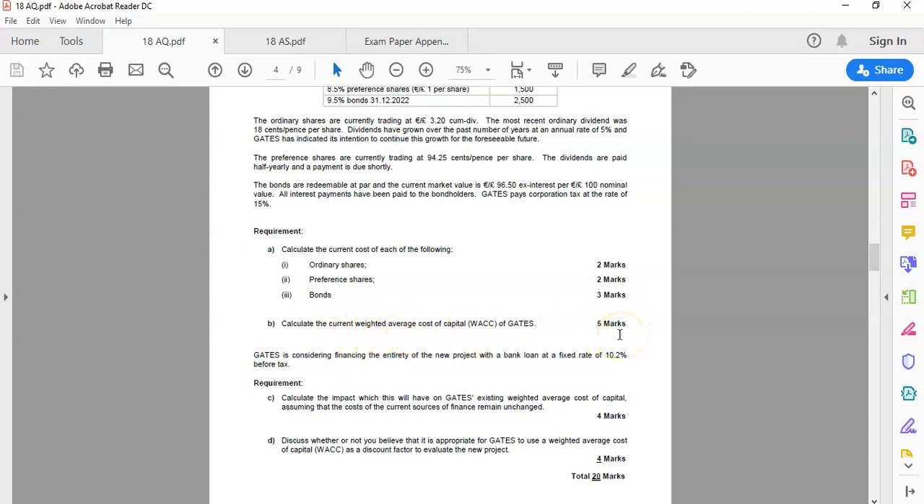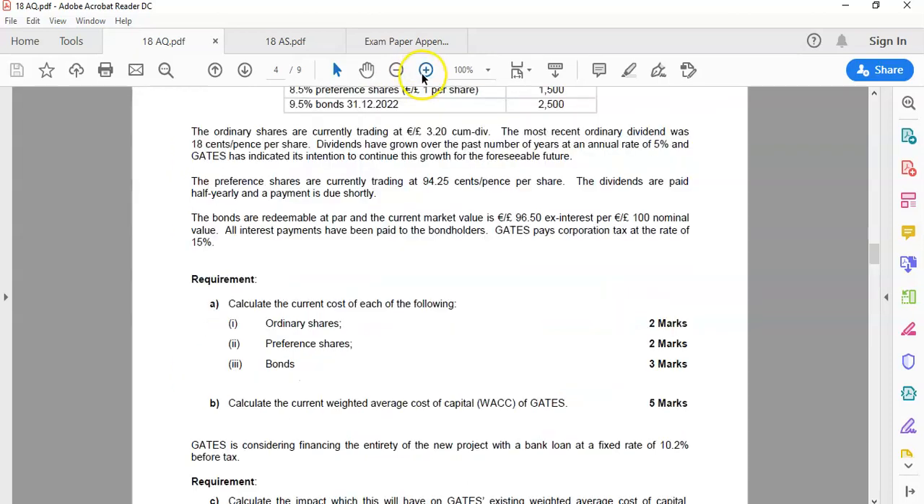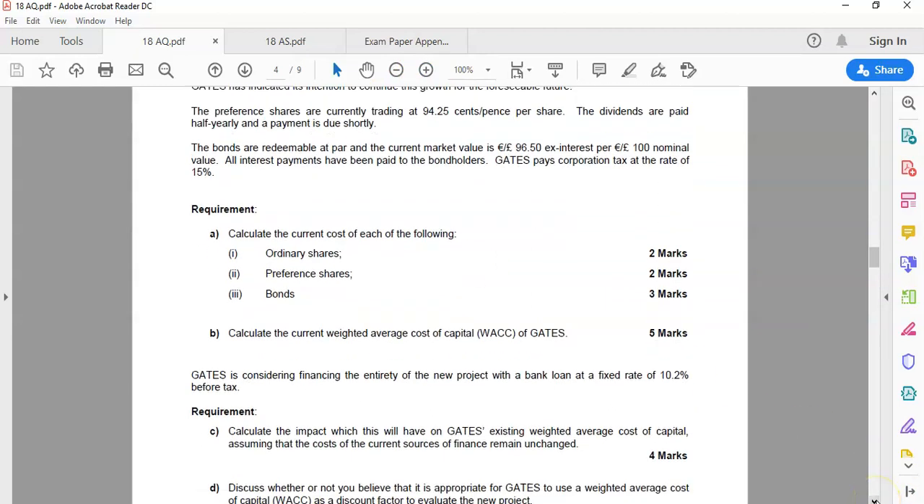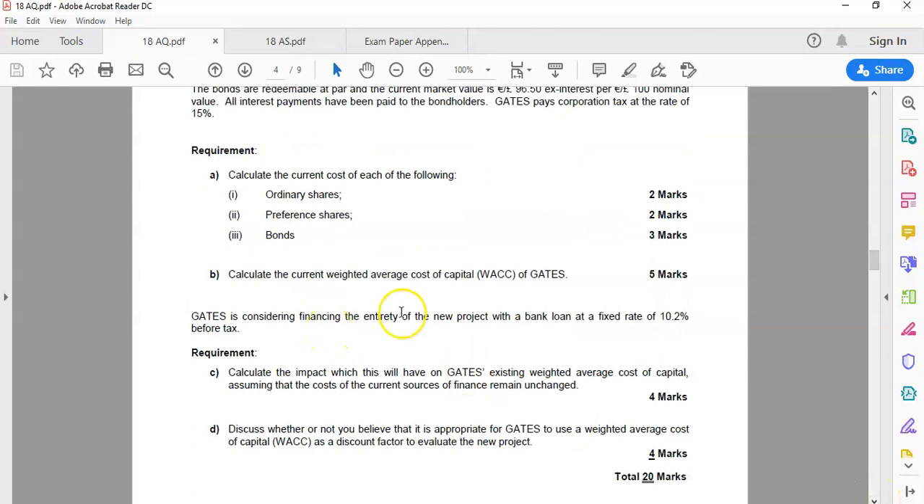In other exam questions, just watch it, they'll just say calculate the WACC and there'll be 12 marks for it. The examiner is just breaking it down to the steps here, but you should know the steps: you have to deal with each source of finance individually anyway, before you deal with the weighted average overall. And they bring in a bit more of a complication. Then they say they're looking to finance a new project entirely with a bank loan, and they want to calculate the impact that will have on the WACC of Gates, and also discuss whether or not you believe it's appropriate for Gates to use the weighted average cost of capital to discount the new project.